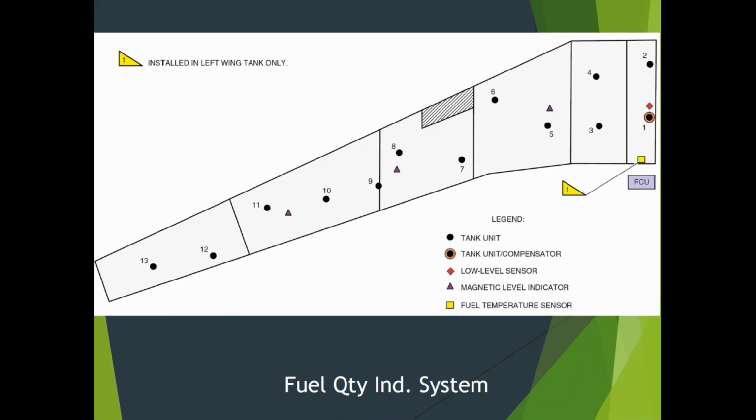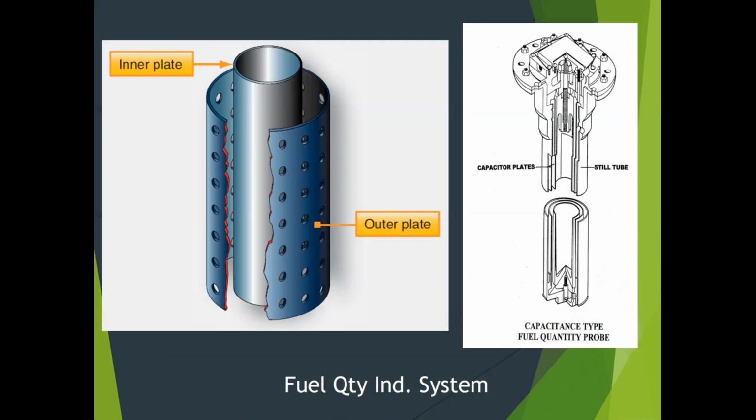If the electronic fuel quantity system doesn't work, you can use these magnetic level indicators in order to calculate a quantity. But again, not an ideal situation, takes a long time, prone to human error. So again, our planes had it, we could use it, we tried not to. So here's what one of these quantity indicators or quantity sensors looks like.